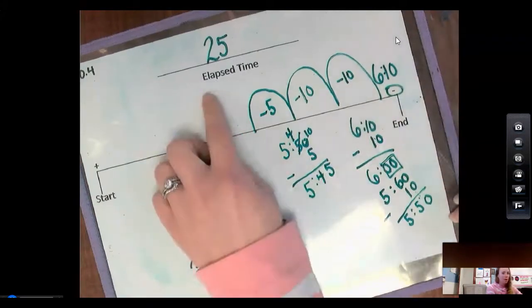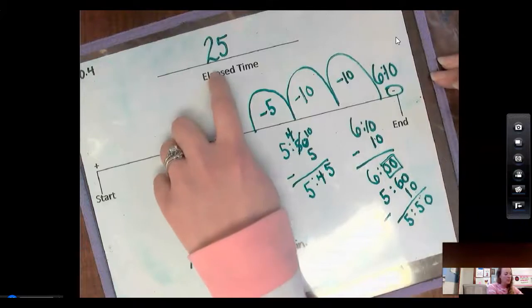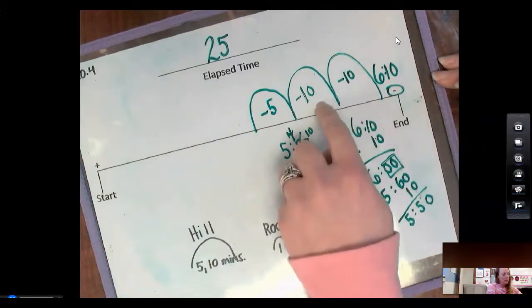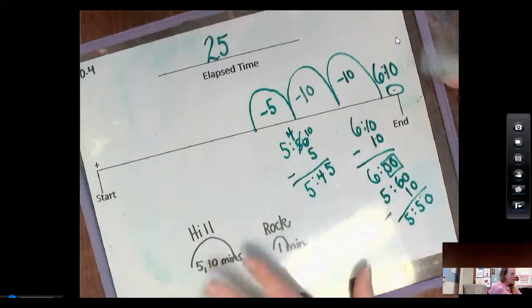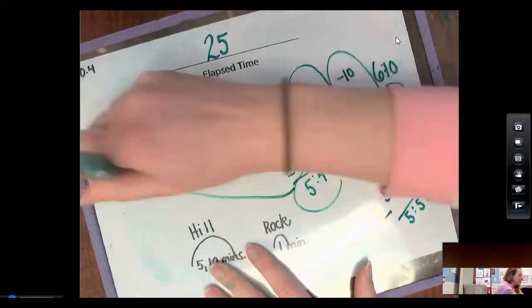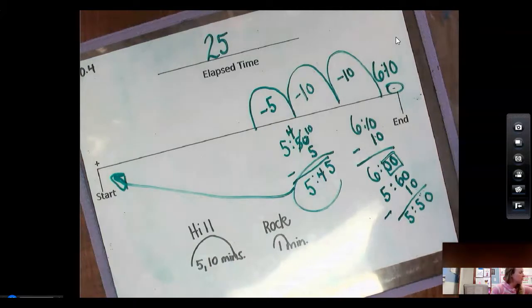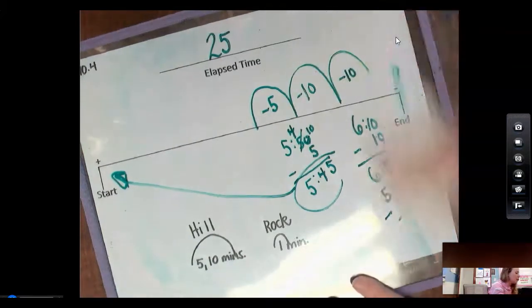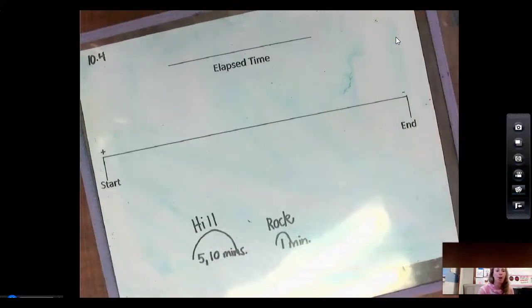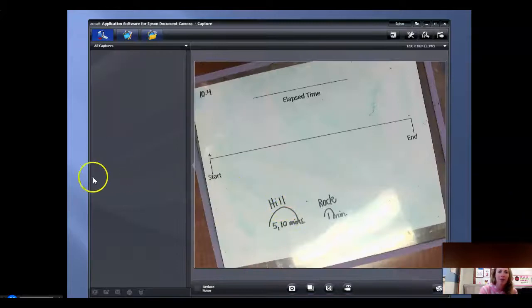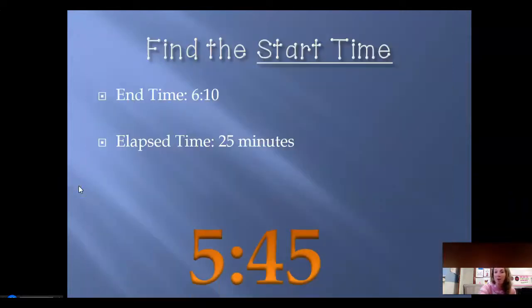Now let's double check. Did we go our elapsed time? Because we're not done until we've gone this time. 10:25. So yeah, we went 25 minutes. So our start time would be 5:45. Okay? All right, let's go ahead and erase then. So erase your boards. Kiddos, you can pause the video while you erase because it might take you a little bit longer than me. All right, let's go back to our PowerPoint here and see what we have next for our times. All right, so for that last one, we should have gotten an answer of 5:45, which we did.